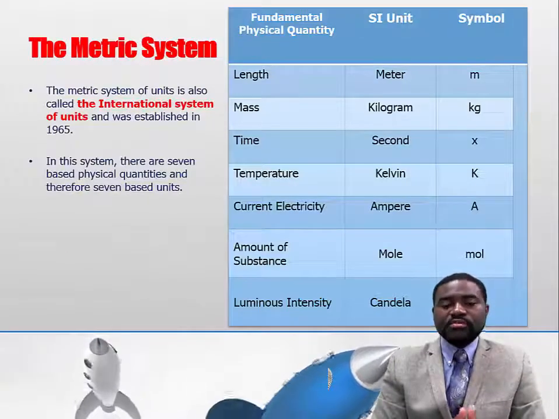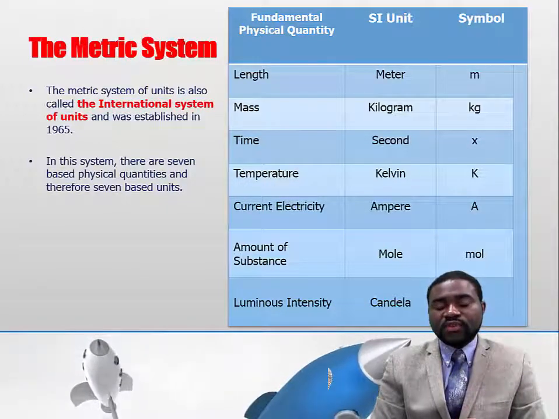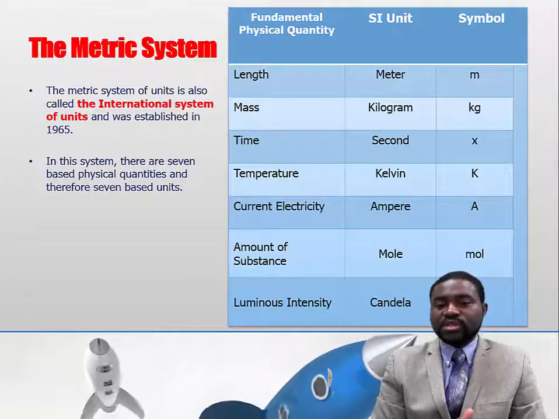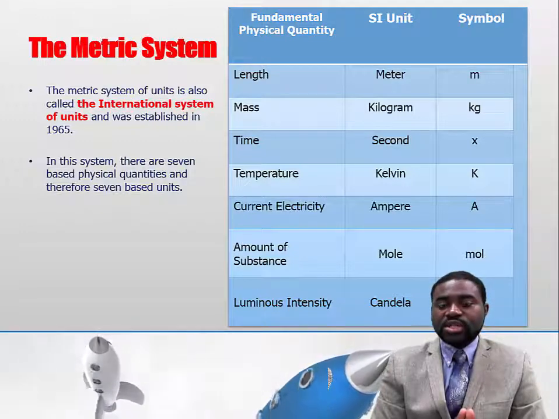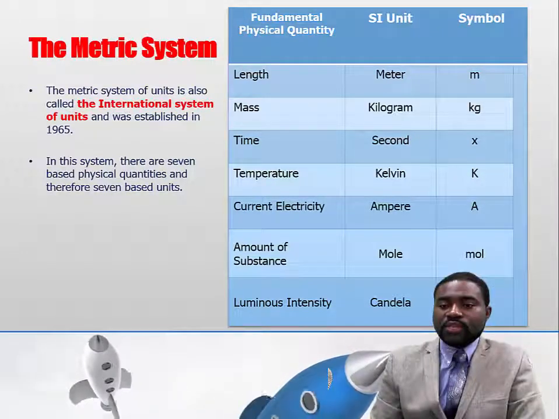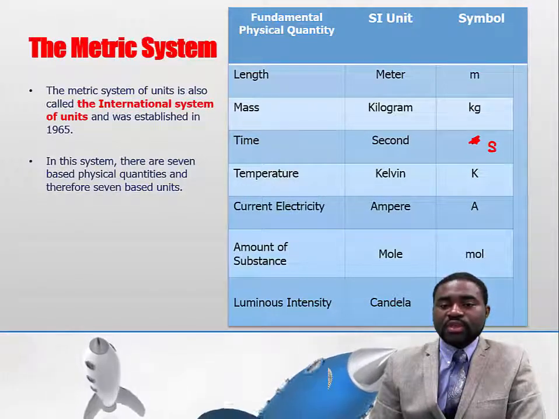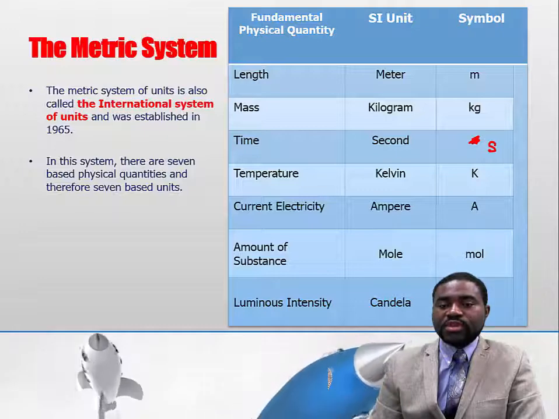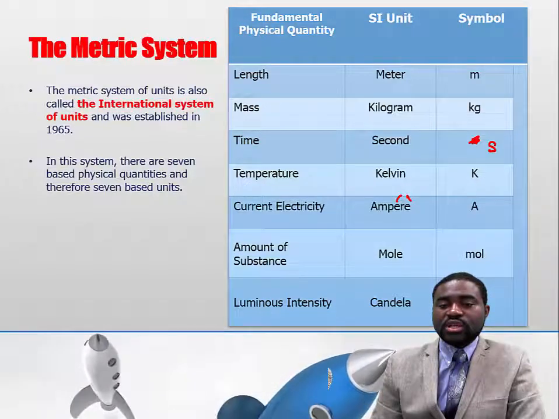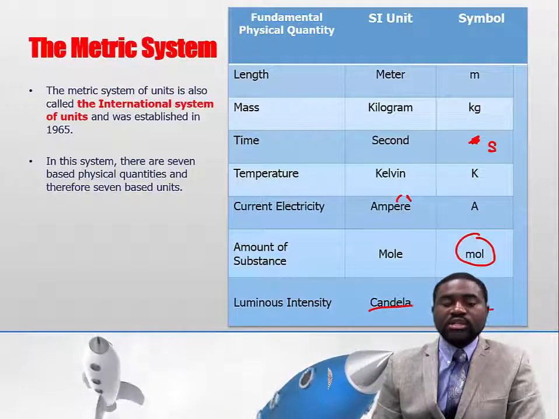Now, in the metric system, also known as the international system, there are 7 base physical quantities. You have length, measured in meters. You have mass, measured in kilograms. You have time, measured in seconds. You have temperature, measured in kelvins. You have electric current, measured in amperes. It's a French word. And you have the amount of substance, measured in moles. Luminous intensity, you will hardly meet this one, is measured in candela.